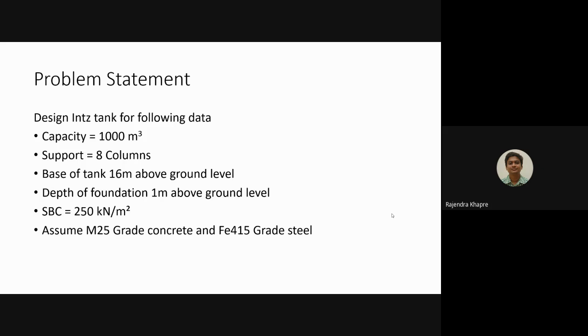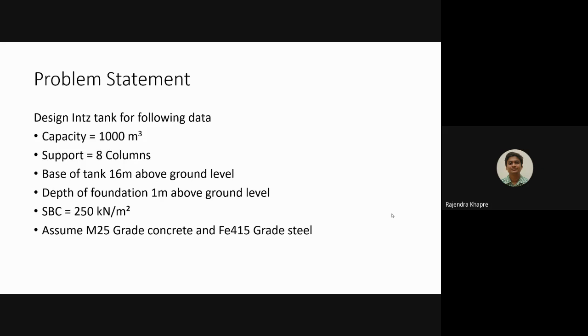So this height is given to you. We have to keep this container 16 meters above the ground level. This is the height of the staging which is given to you. And the depth of the foundation below the ground level is usually given, and it totally depends on the soil type. Here 1 meter depth is given to you.